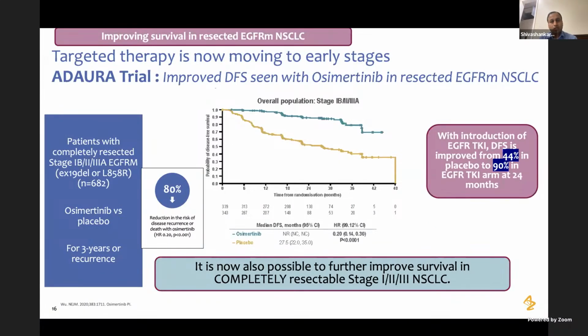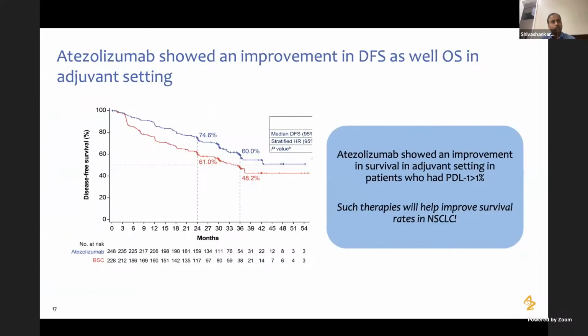So in the EGFR positive subset, if the patients have undergone surgery and completed chemotherapy, addition of osimertinib has shown clear-cut improvement in PFS, and there is updated OS data which has also shown improvement. And moving on to atezolizumab in the adjuvant setting, if they are EGFR negative and PD-L1 positive, that is PD-L1 more than 1%, again it has approval to be used in the adjuvant setting.